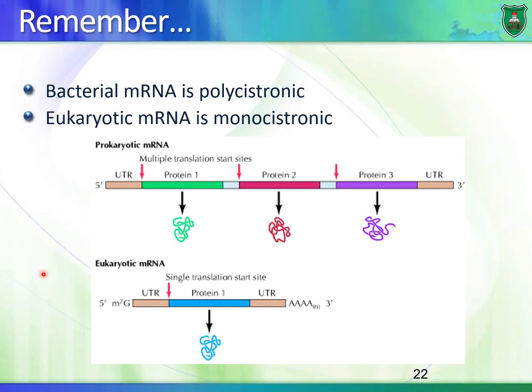Eukaryotic messenger RNA is monocistronic, so you have a mature messenger RNA that is spliced, it's capped, it's polyadenylated. It also has a 5' untranslated region and a 3' untranslated region, but you have one start codon and one stop codon right here.